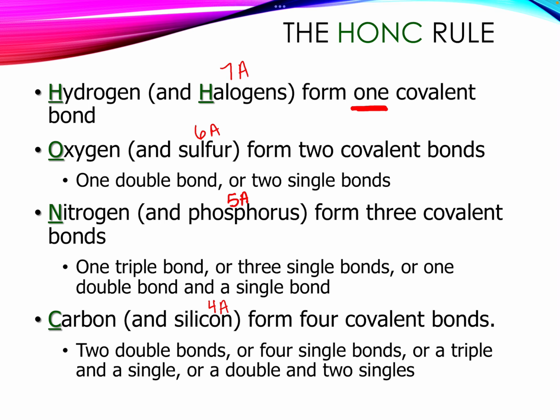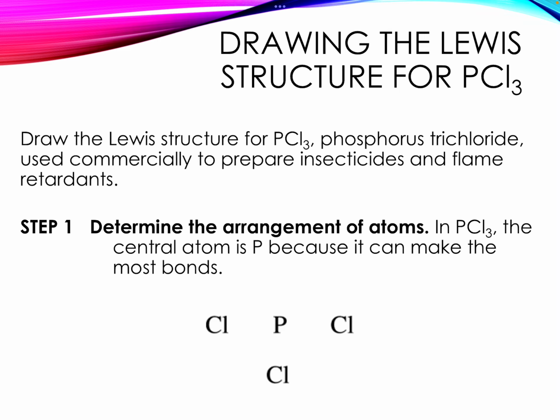But this is the HONK rule. Hydrogen and halogens make 1, oxygen makes 2, nitrogen makes 3, and carbon makes 4. So you can remember this as HONK: 1, 2, 3, 4. I like to give you little ways to remember things. The HONK rule will help you remember which atom goes in the middle. Remember, the one that makes the most bonds goes in the middle. So if carbon is in your molecule, carbon is going to go in the middle. If not, maybe nitrogen or oxygen will go in the middle.